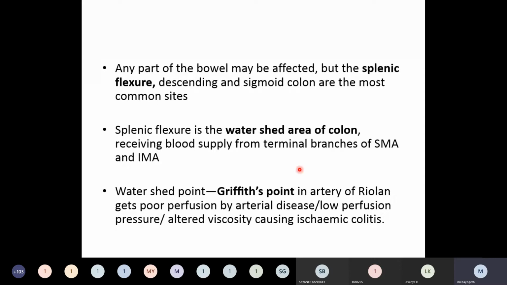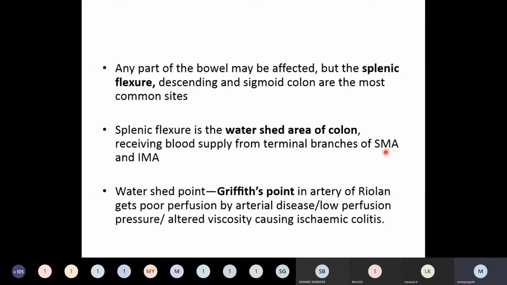And there is what is called Griffith's point, situated in the splenic flexure, which is called the watershed point. It is situated in the artery of Riolan, where it gets poor perfusion by arterial disease, or because of low perfusion pressure due to some shock, either because of pancreatitis or road traffic accident, burns, etc. And there is altered viscosity because of all these entities, and that causes ischemic colitis. So this is the point which is commonly involved by ischemia.